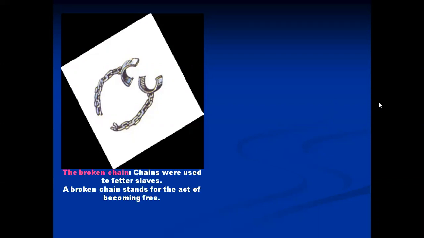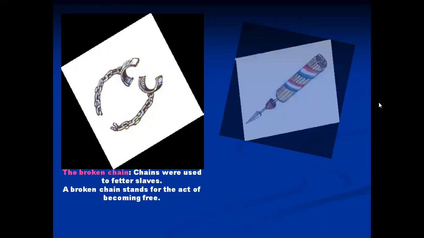The first symbol used during this period was the broken chain. What does it mean? The broken chain stands for the act of becoming free. Chains were used to fetter slaves. A broken chain stands for the act of becoming free. This was mentioned by Rousseau in his book Social Contract also.